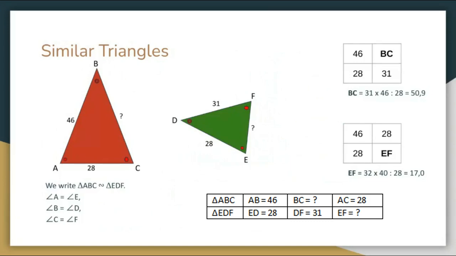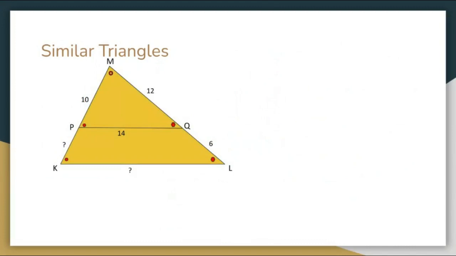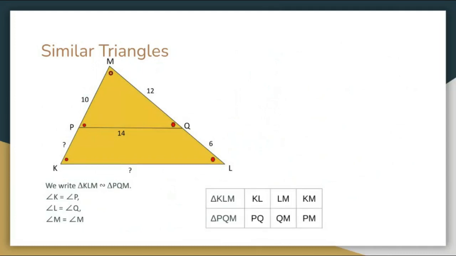Next up, a yellow triangle with an extra line. Triangle KLM is similar to triangle PQM as they share angle M. We then make a nice table with the sides of the triangle. We write down the known numbers and highlight the sides we want to know. We want to know how long KP is.